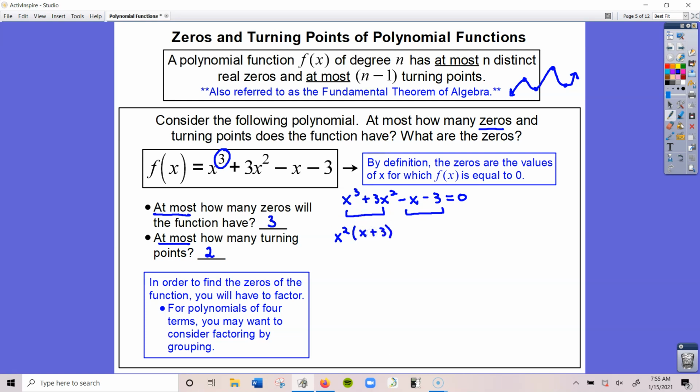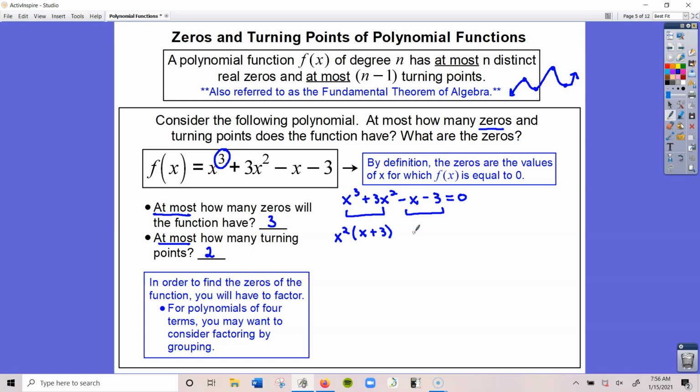Remember that when you're factoring, this is like undistributing. So if you're ever unsure if you did this correctly, you can think of what it would look like if you were to distribute and make sure that it equals what you originally had. So if I were to distribute this, x squared times x is x to the third, and x squared times 3 is 3x squared. So this is factored correctly.